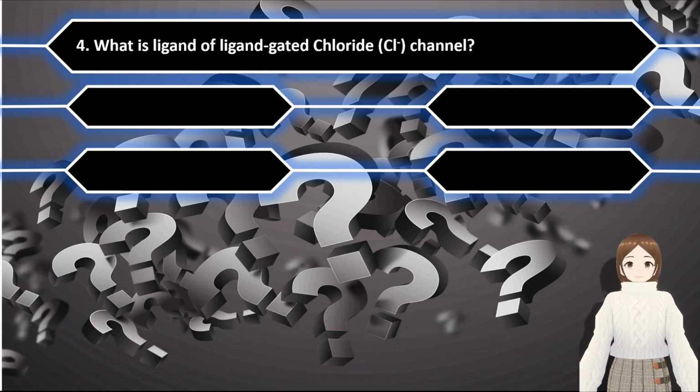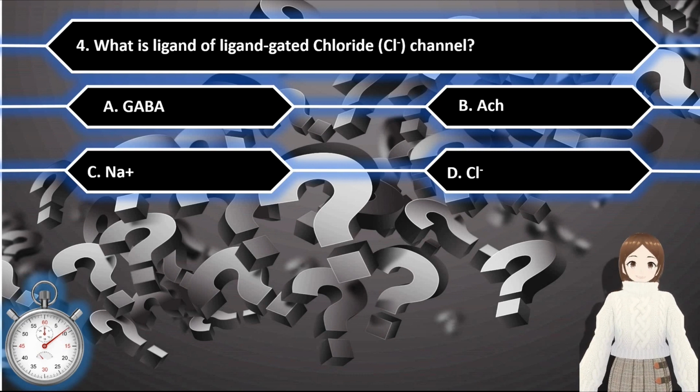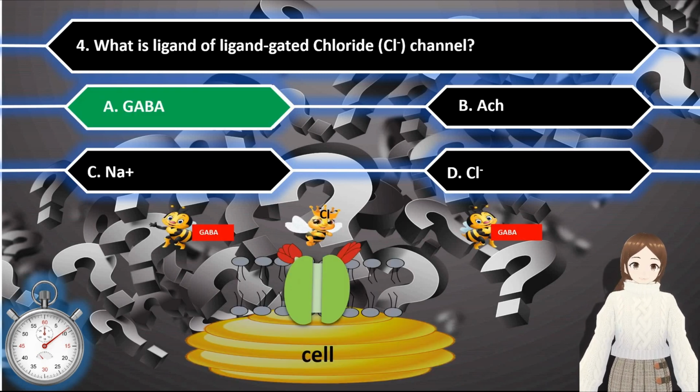Question number 4. What is the ligand of ligand-gated chloride channel? A. GABA. B. Acetylcholine. C. Sodium ion. And D. Chloride ion. You have 10 seconds. Time is over. The correct answer is A. GABA.